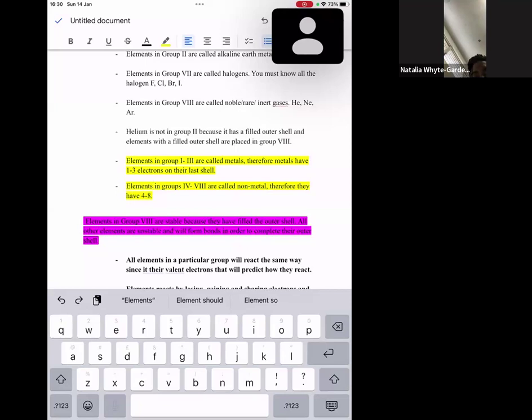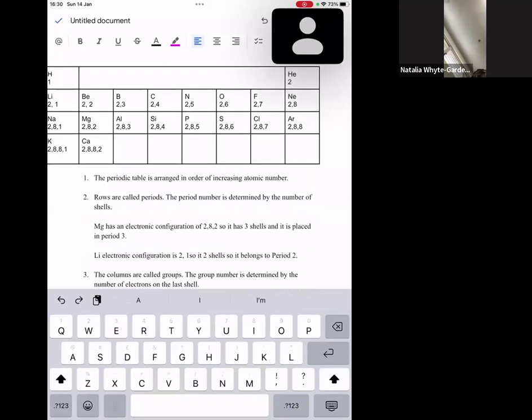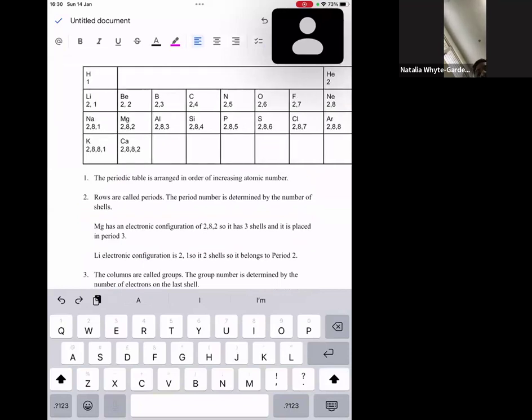Ready? So every other element, in order to become stable, is going to form bonds. All right. So all elements in a particular group will undergo the same reaction. Remember, what we're trying to do is to have a filled outer shell, right? Now, all the elements with the same number of valence electrons, aka all members of the same group, are all going to react the same way.